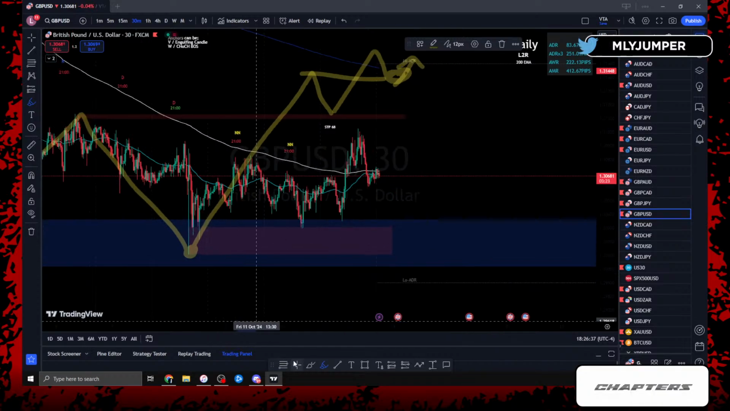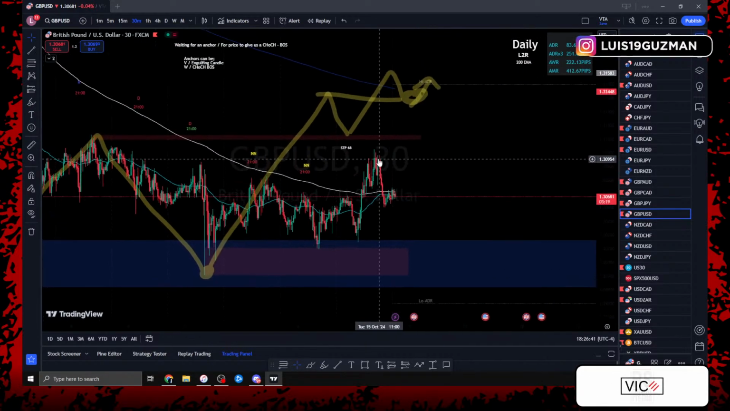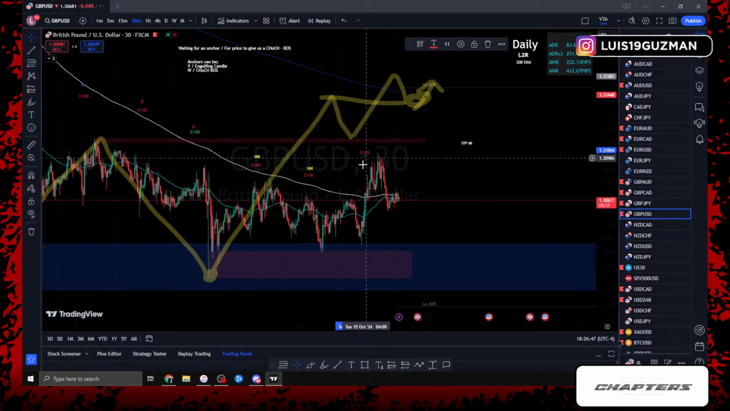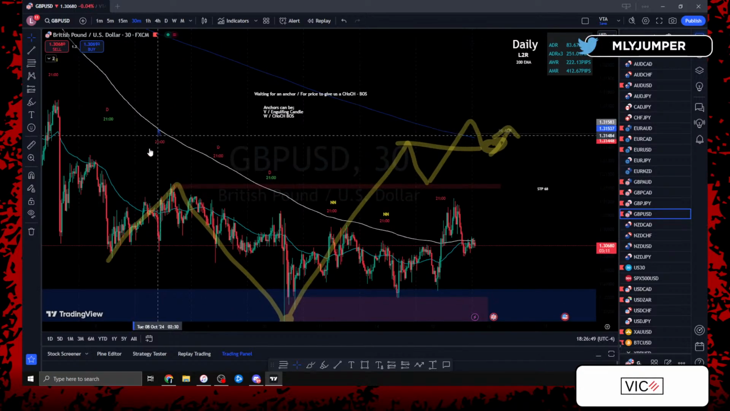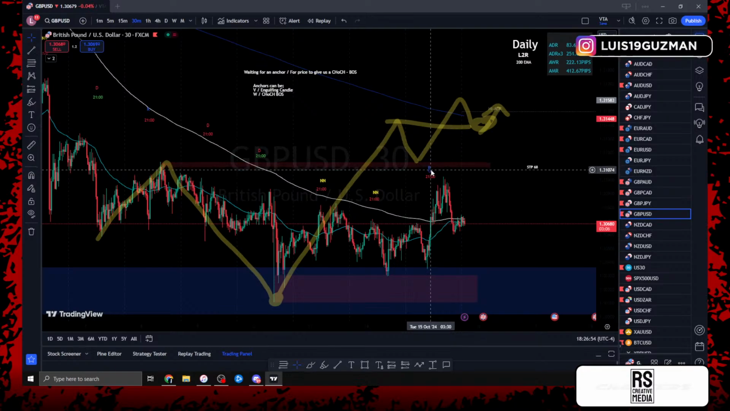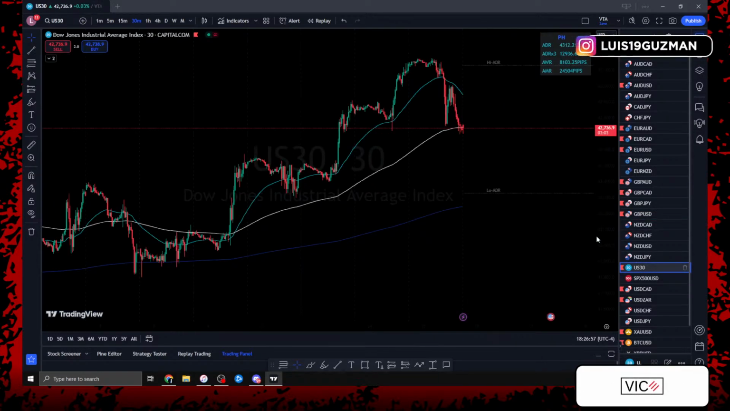Right now for GU, there are still a couple things I want to look for before I could take an entry. However, you guys can see how it's setting up now. We just got to be patient. Once we get our confirmations that price is going to give us that push, then we start taking entries, and then we're good to go. We'll win those trades. So GU, nothing just yet, nothing for tomorrow, nothing that looks too clean as of yet.